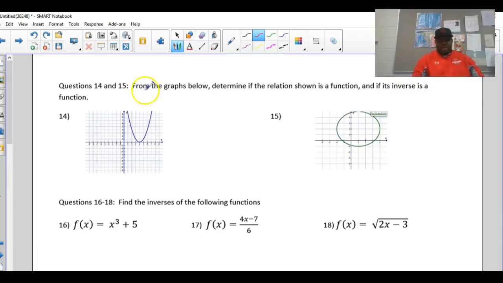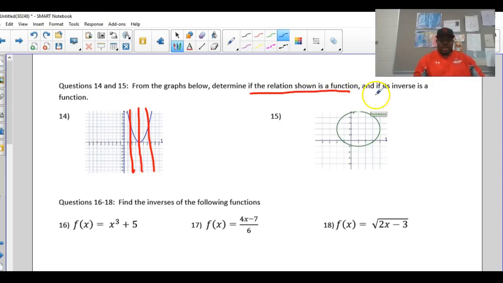Questions 14 to 15, from the graphs below, determine if the relation shown is a function and if the inverse is a function. All right, to show if it's a function, I use the vertical line test. All right, there's the vertical line test. This is a function. That's the first part, determine if it is a function.